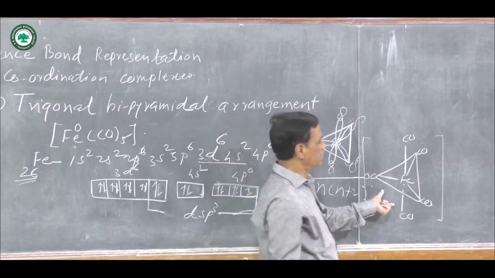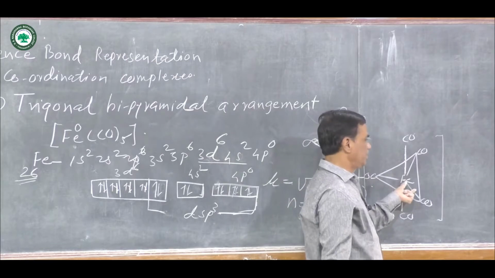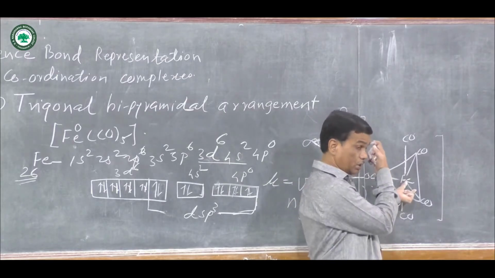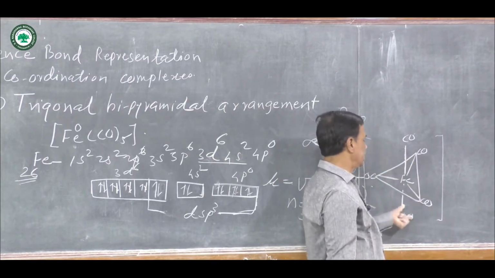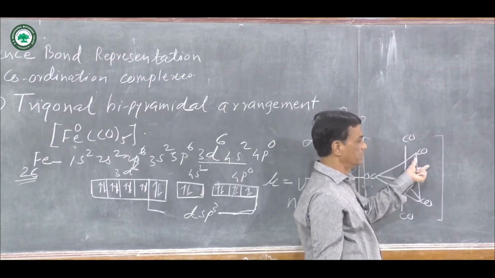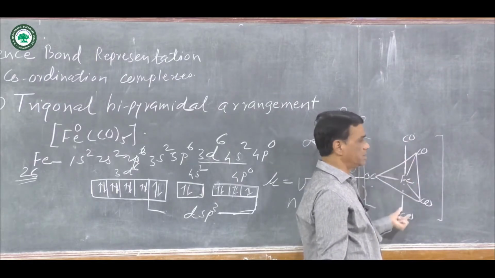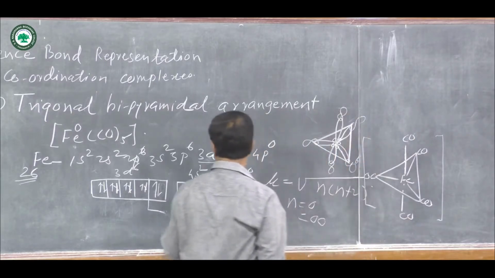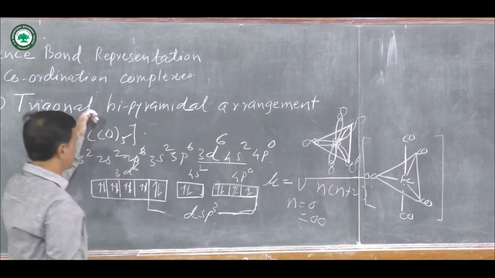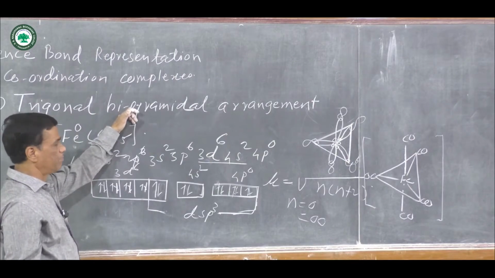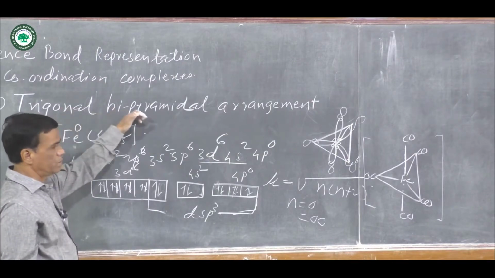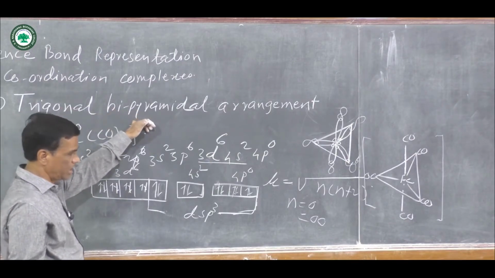This is the structure for the complex compound. Fe is at the center position. Then 3 carbonyl ligands are at the corners of the regular triangle. One carbonyl ligand is above the plane and a second is below the plane, and this complex is a trigonal bipyramidal complex, and the arrangement is known as trigonal bipyramidal arrangement.